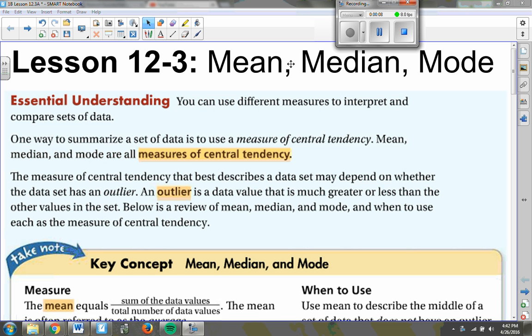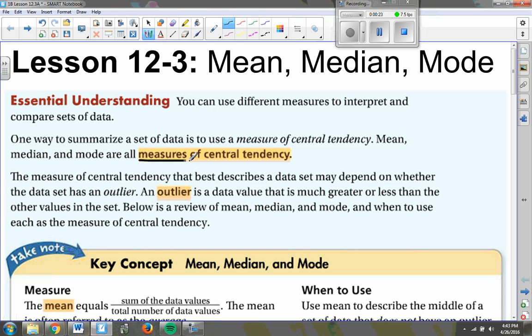We're going to start talking today about mean, median, and mode, 3 ways that we can measure the center of a set of data. So we call these measures of central tendency. Big fancy term, really just means measures of center. Now, we have these 3 measures of center: mean, median, and mode.